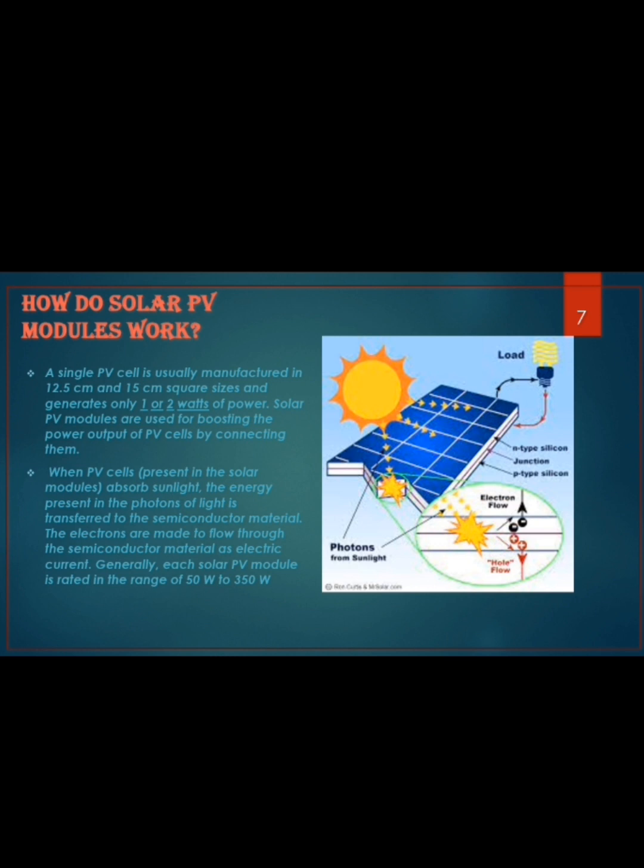When light shines on PV cells, the energy of the photons is transferred to the semiconductor material, and the electrons are made to flow through the semiconductor material as electric current. Generally, each solar PV module is rated in the range of 50 watts to 350 watts.